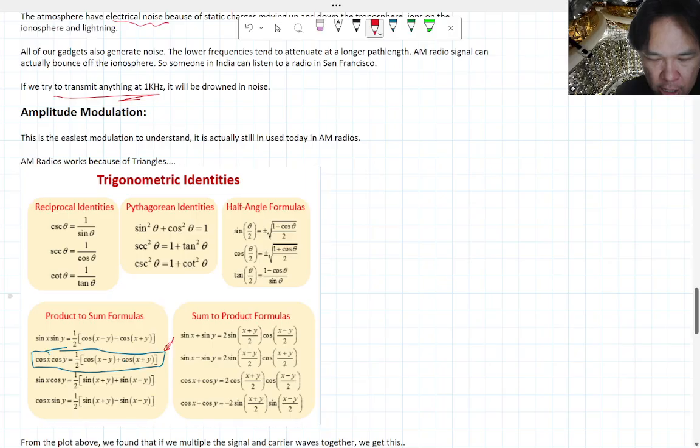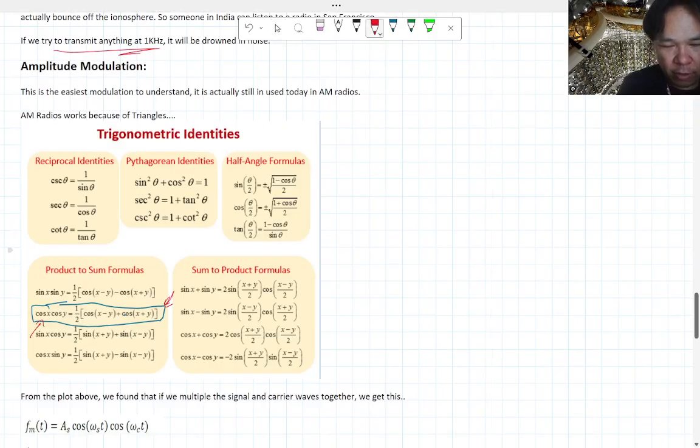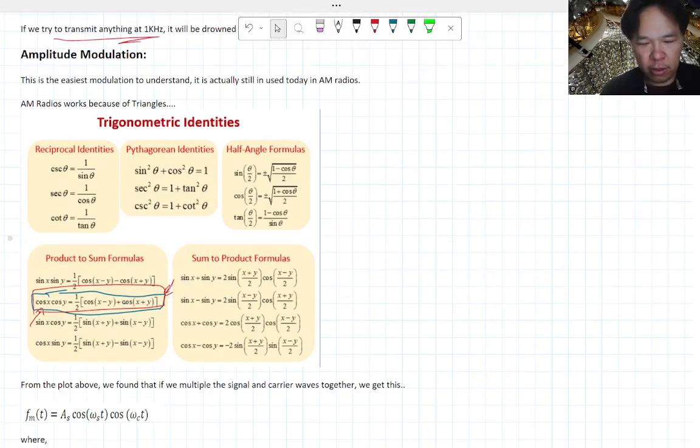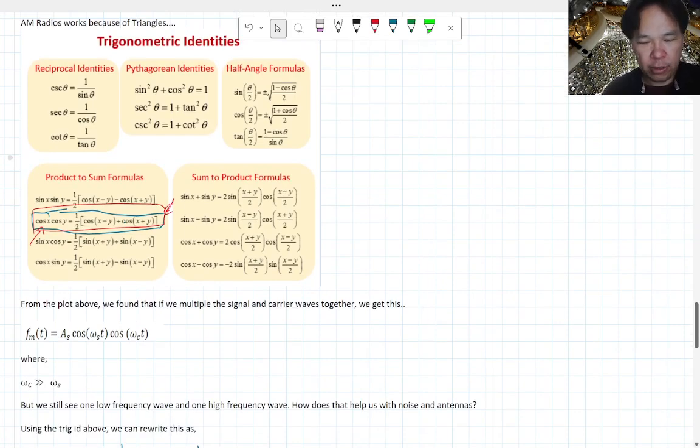So when you know about triangles, you have these things called trig identities. Specifically, we're going to use this one here, where it's basically the product of two cosines, and it turns into a sum of two cosines instead. We could use the sine and a combination of the two, but just to keep the math simple, let's just deal with the cosine version of it, because your signal could be sines and cosines combined together, right?